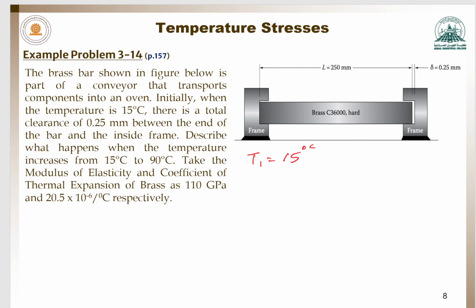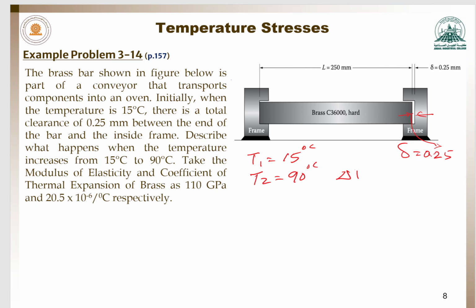Okay, there is a total clearance of 0.25. Here you see there is a clearance of how much? Delta, that is 0.25 mm clearance. Describe what happens when the temperature increases from 15 to 90 degrees Celsius. So T2 is 90 degrees Celsius.